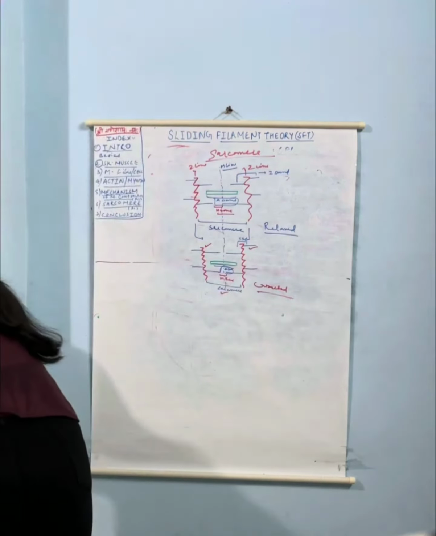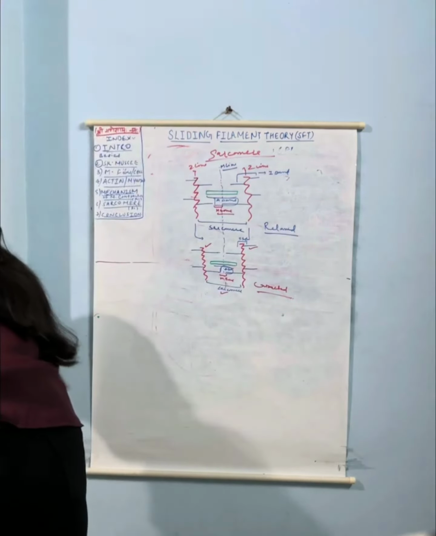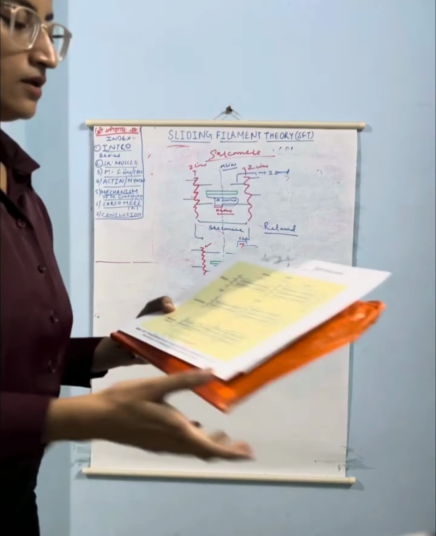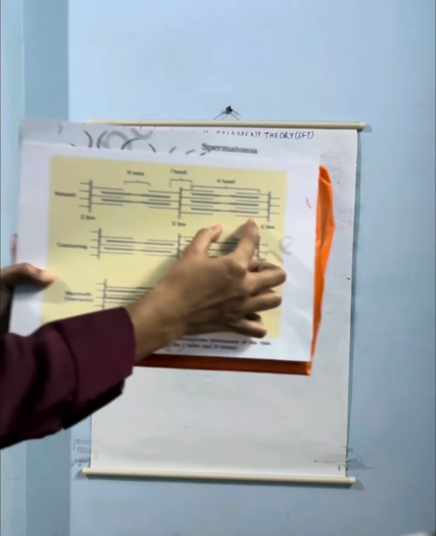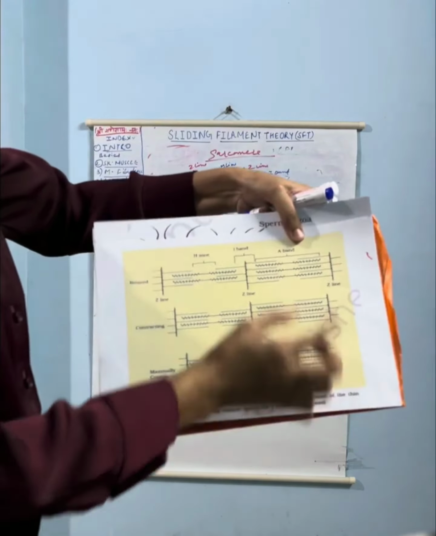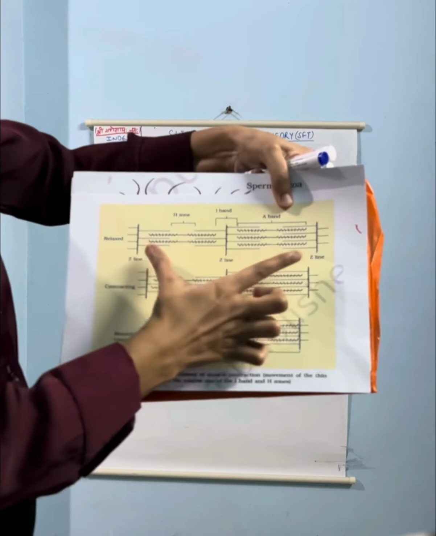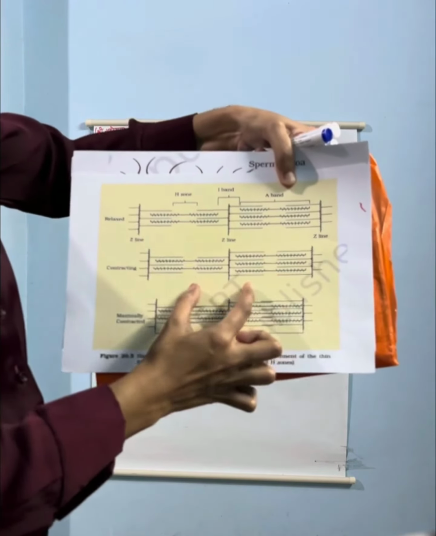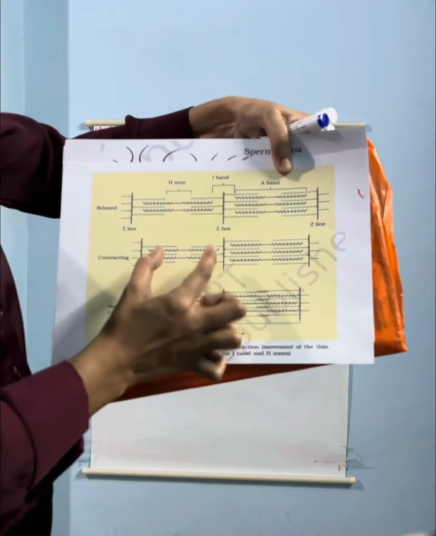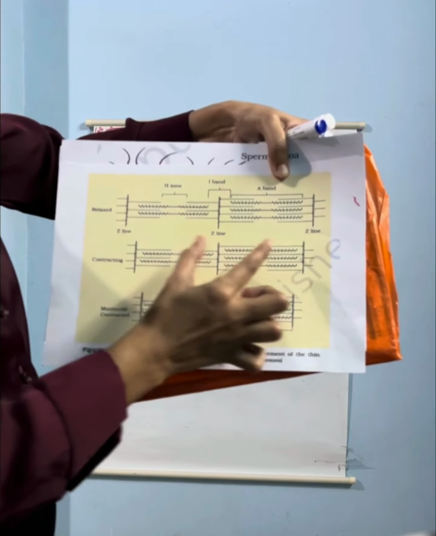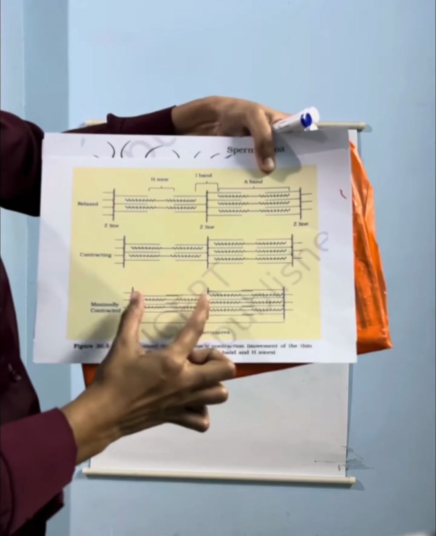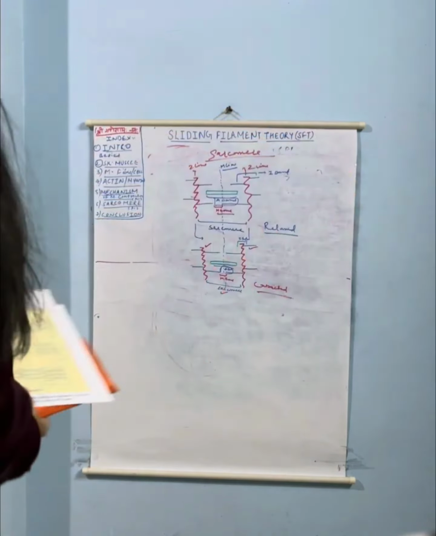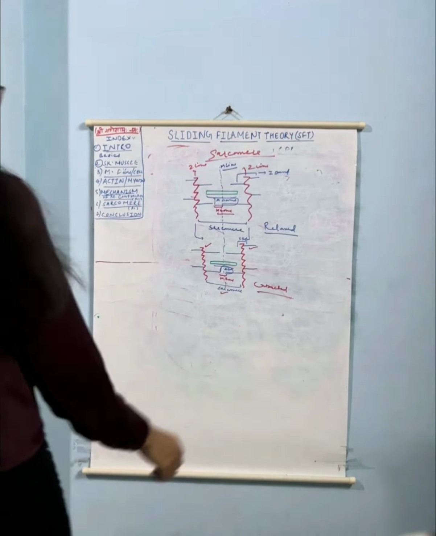Now see the diagram which is given in NCERT. They have shown this is I band, this is A band, this is A band, this is I band, this is H zone. So they have mentioned this is in the relaxed state. In the contracted state, the Z lines are shifted towards the center of the sarcomere and the I band overlaps the A band, and this is the maximally contracted state where the I bands are overlapping each other. So this is all about muscle contraction.